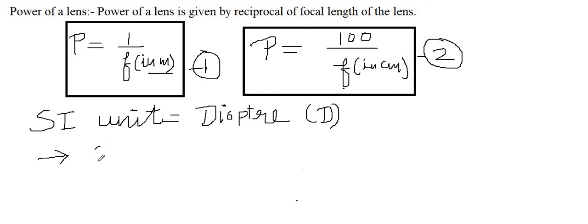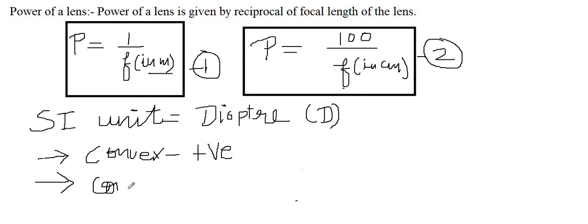For a convex lens, power will be positive because power of a lens depends on focal length, and the focal length of a convex lens is positive, so the power of a convex lens will be positive. In case of a concave lens, power will be negative because the focal length of a concave lens is negative.